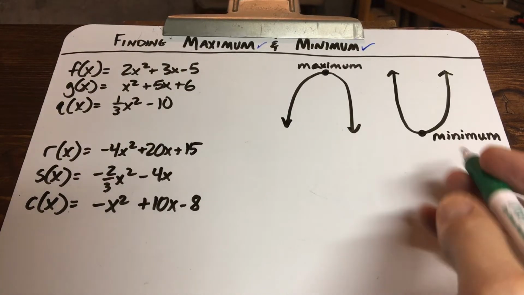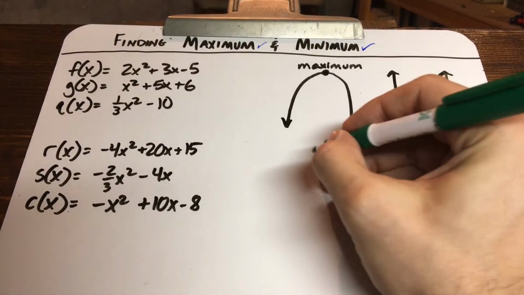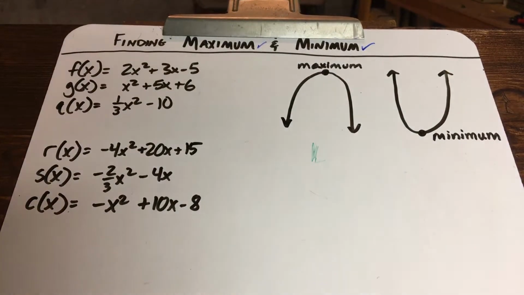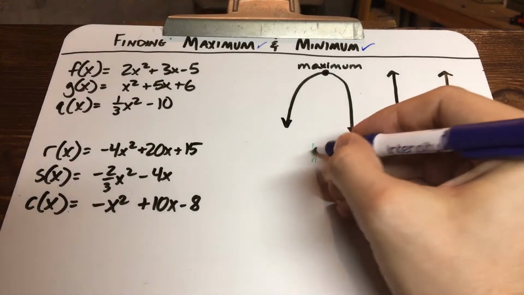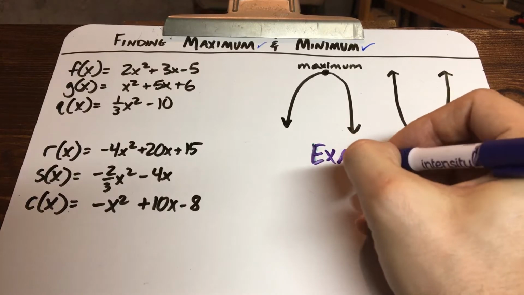So first of all, I did a couple examples right here. Oh, my green marker is biting the dust. Let me switch to purple. Here's a couple examples.